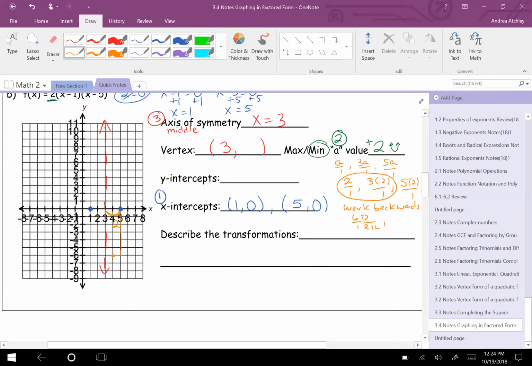So that's right here. Same thing over here, down 6 and over 1. Then I'm going to go down 2 and right and left 1. So from that point, I'm going to go down 2 and to the right 1, down 2 and to the right 1. And so this is my beautiful parabola.